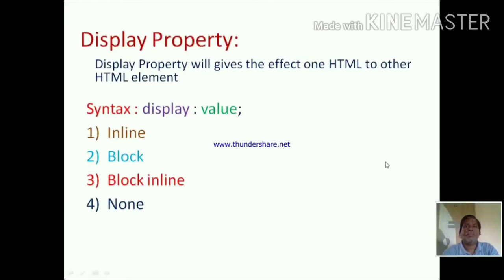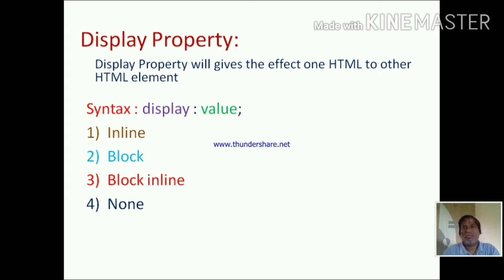Hello student, in the previous video we learned the float property. The float property is divided into three types: float left, float right and float none. Float left will position the HTML element on the left side of a web page. Float right will position the HTML element on the right side of a web page, and float none is the default value of the float property. Today we are going to learn the display property.